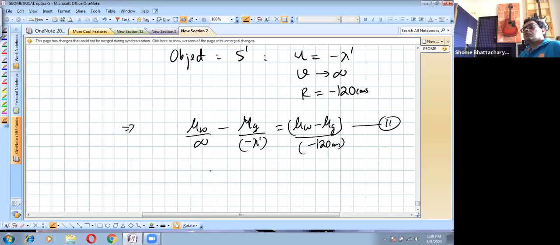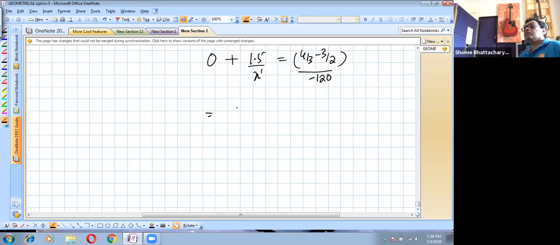Or 0 minus 1.5, but this will become plus, is equal to 4 by 3 minus 3 by 2 upon minus 1.